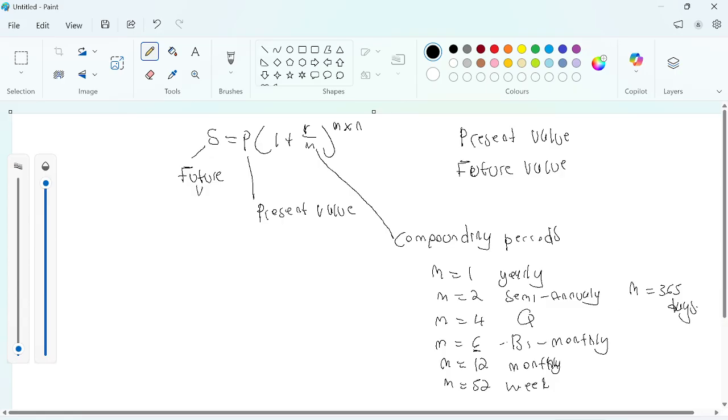Daily, yeah. Right? So in this case, guys, this N is the number of years, right? And then this R is the percentage. This R is the percentage that you're given, right? Please make sure you know the following, right?